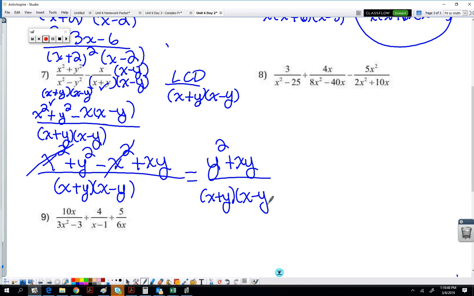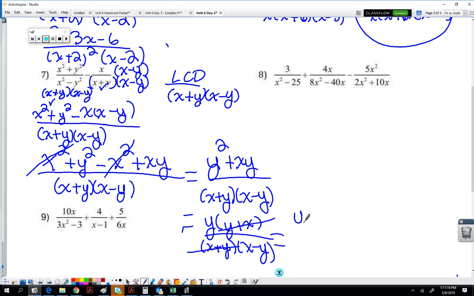Now you're probably like, I'm done. Well, you're not, because you got to take a look at the top and say, can I factor it down even more? And yes, you can. You can take out a y. So I get y plus x all over x plus y, x minus y. And then if you notice, see how I have y plus x signs are positive? I get x plus y. They're positive on the bottom. They're actually the same thing. So they can cancel out. So I'm left with y over x minus y. And that is your final answer.